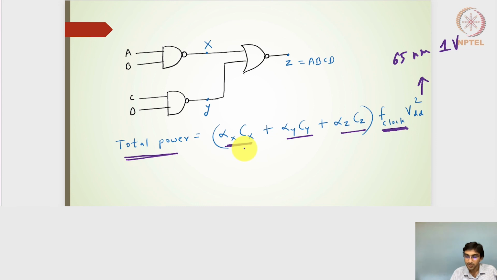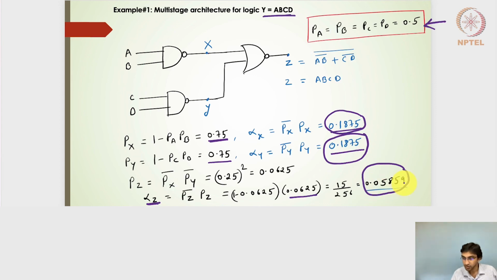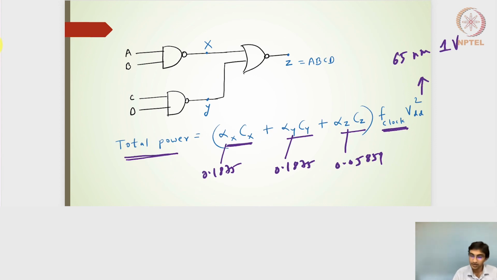So now I should be able to find out easily: alpha x is 0.1875, and alpha y is also 0.1875. Alpha z is 0.05859. Right, so let me reconfirm that, 0.05859. So these will be my alphas, and then multiplied by the respective node capacitances, and then multiplied by the F clock and VDD square will give me the total power.